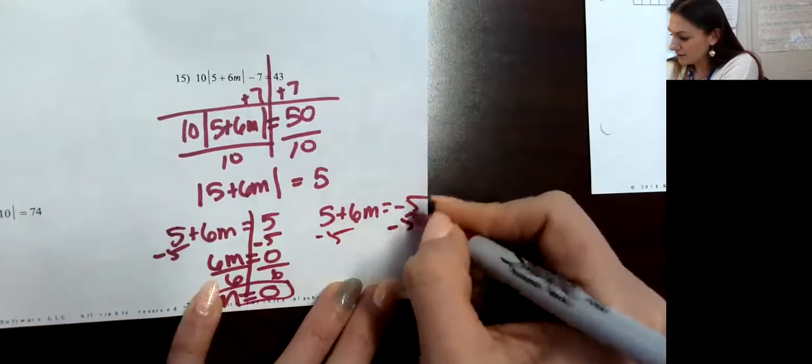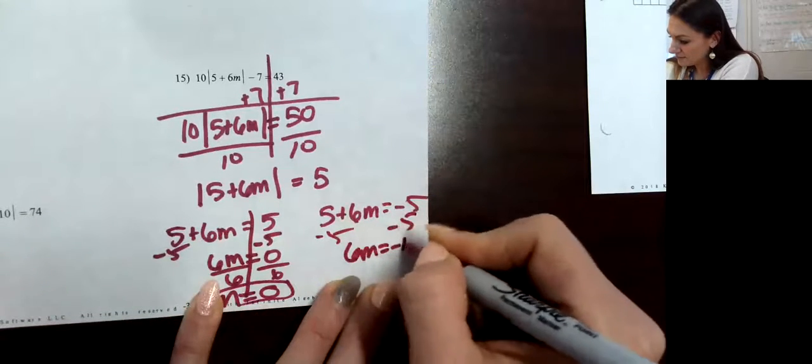And so m is either going to equal 0 or m would equal -5/3. Okay?